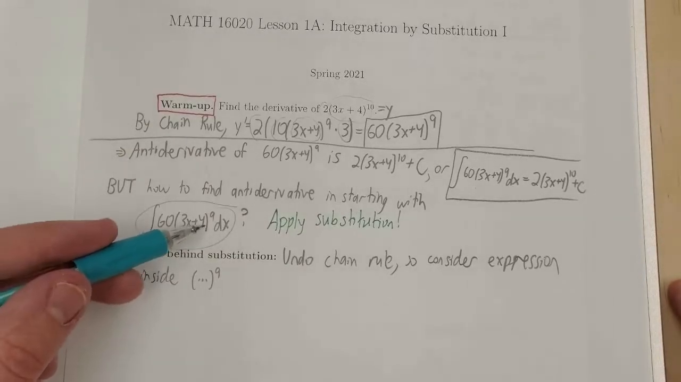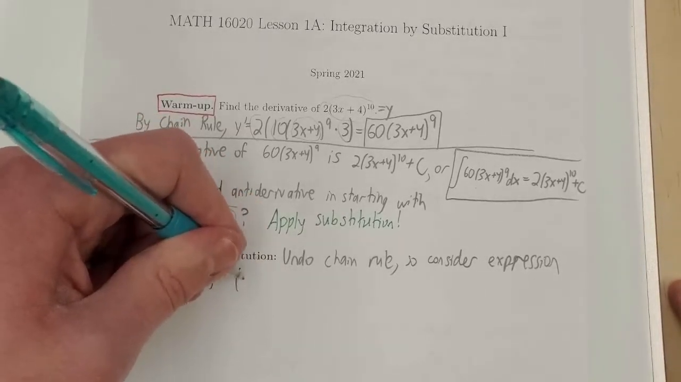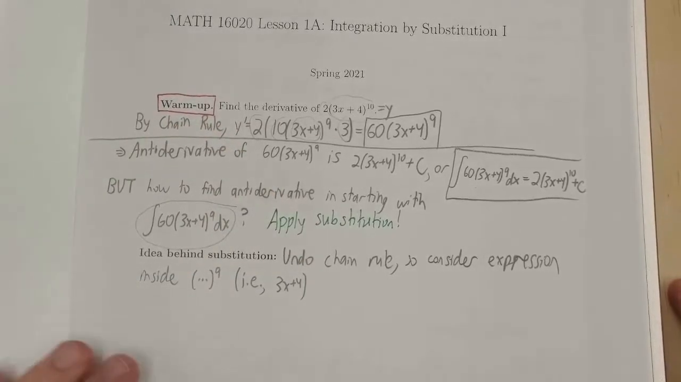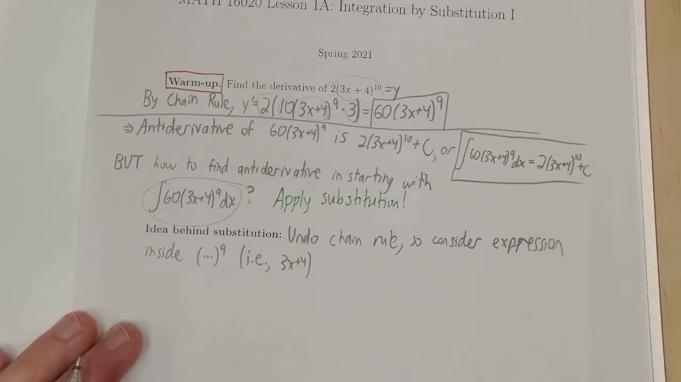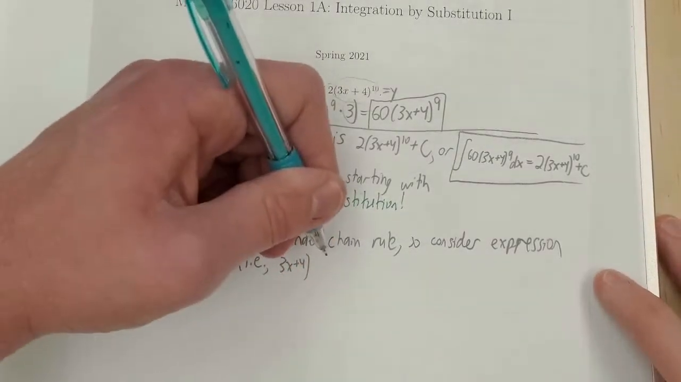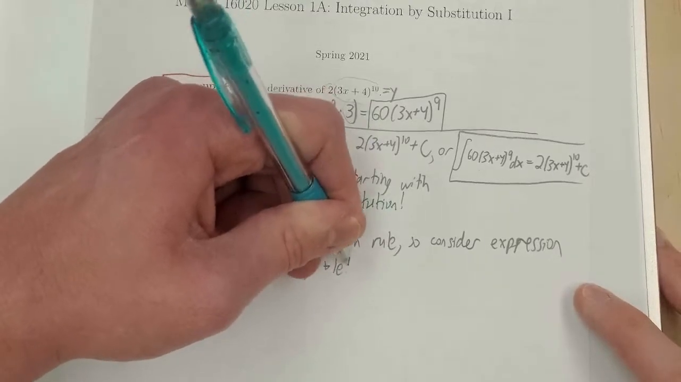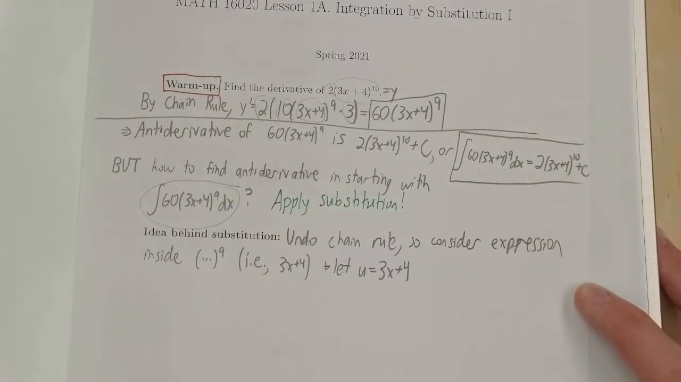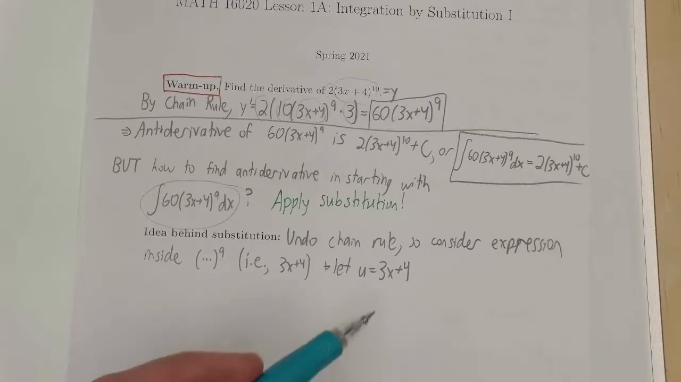If we focus on this 3x plus 4, then we're going to let this dummy variable u that I just mentioned be equal to this expression here. Let u equal 3x plus 4. The reason we're doing this is that we're then going to take the derivative of this thing and work with that.